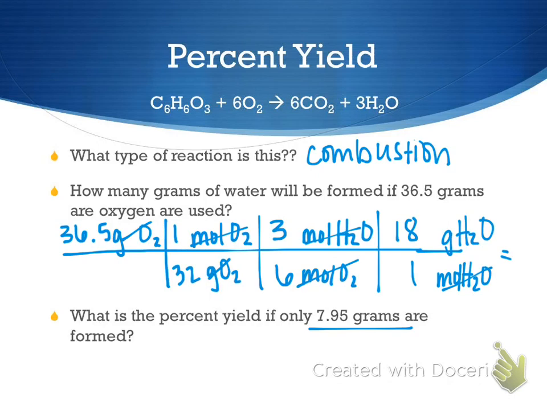What did we get? 10.3 grams of H2O. Okay. So now the second part of our question asks, what's the percent yield if only 7.95 grams were formed? So that means we took it to the lab, we did a reaction, we weighed our product of water, and we only got 7.95 grams. So I'm going to take 7.95 grams divided by 10.3 grams.